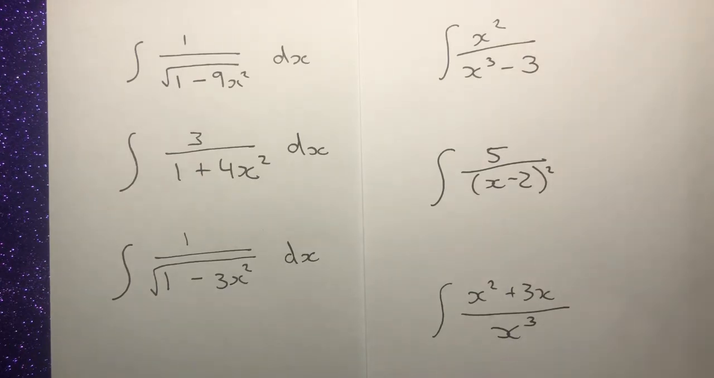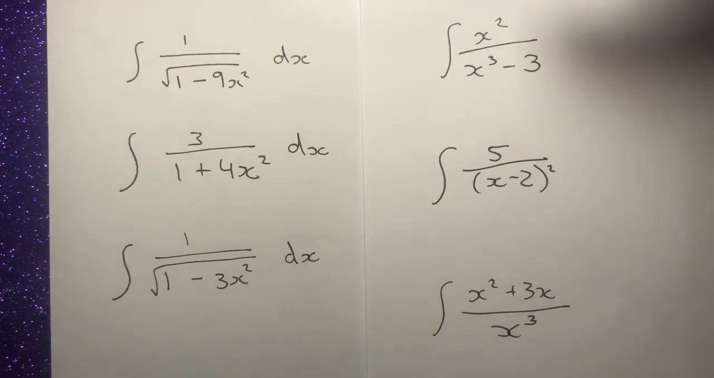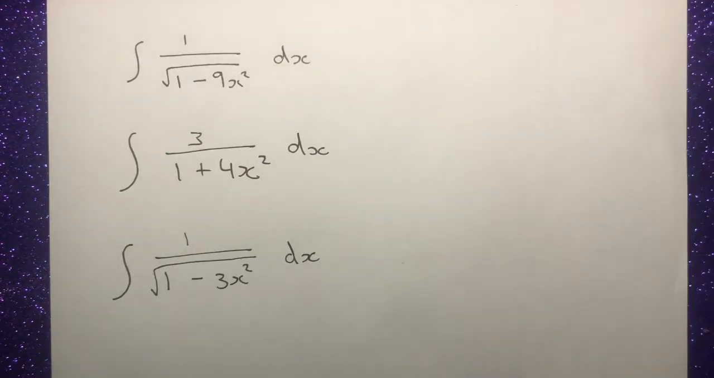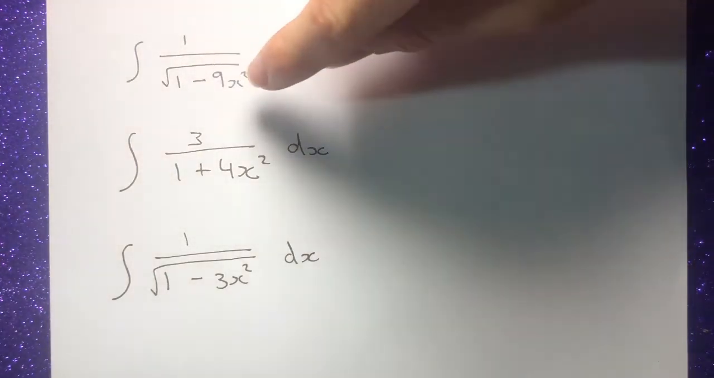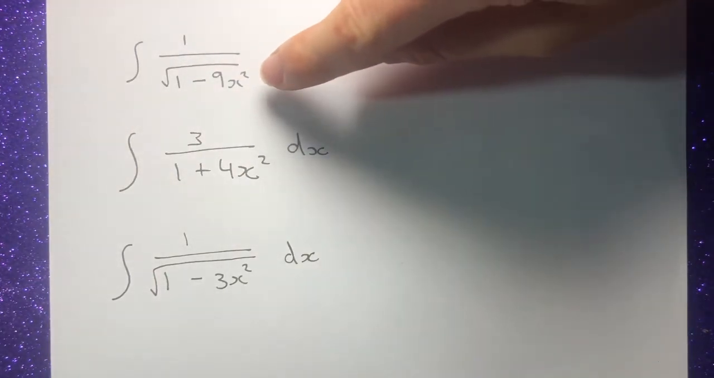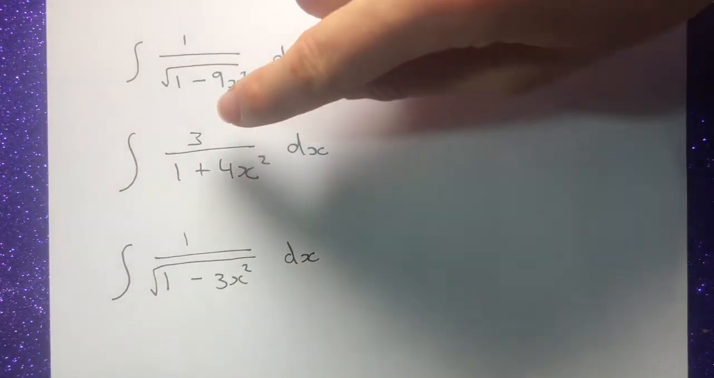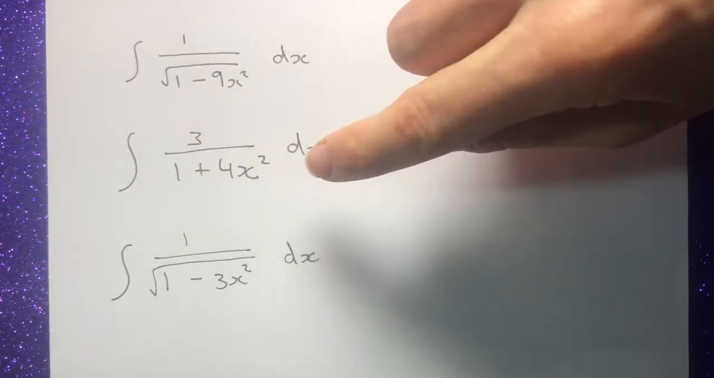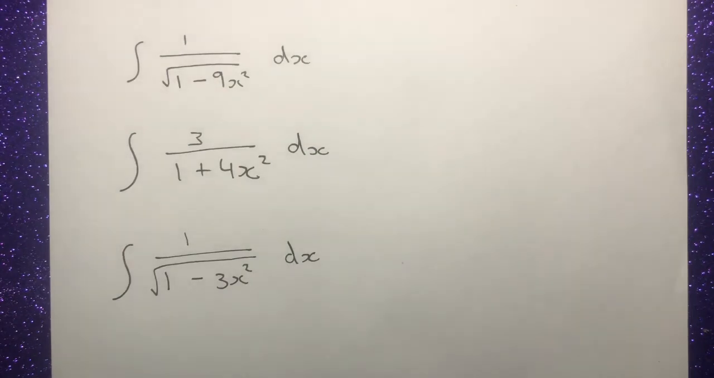So if you want, at the very end of the video, I'll give you the answers to these ones, just out of curiosity for yourself. But what you've got to actually do is recognize that it fits the format very closely of a number on a square root of a number minus something squared, or a number on top of a number plus something squared. And if it fits those guys, then we use the inverse trig integrals. Let's do these.